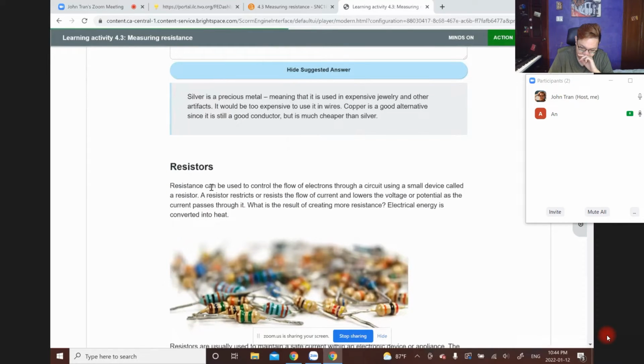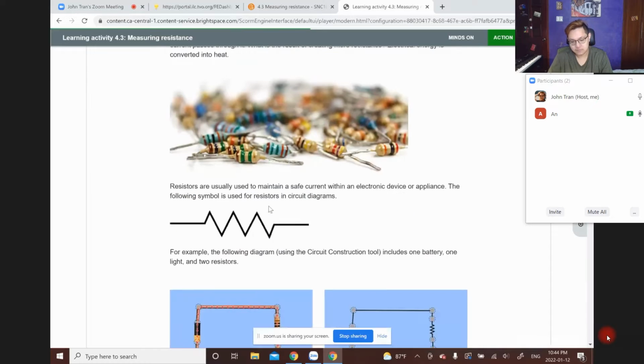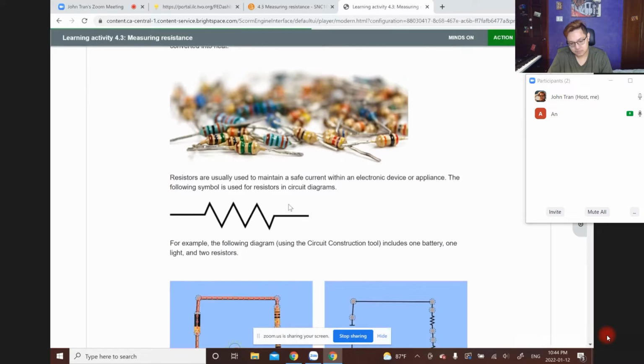Resistor. Resistance can be used to control the flow of electrons through a circuit using a small device called a resistor. A resistor restricts or resists the flow of current and lowers the voltage or potential as the current passes through it. What is the result of creating more resistance? Electrical energy is converted into heat. Resistors are usually used to maintain a safe current within an electronic device or application. The zigzag symbol is used for the resistor in the circuit diagram.